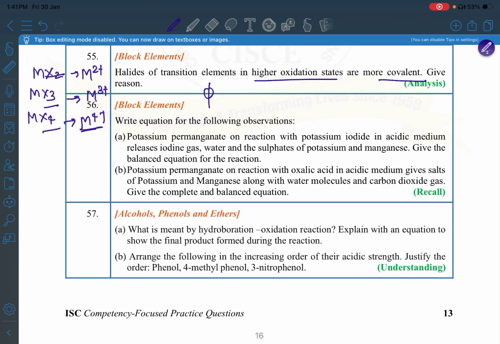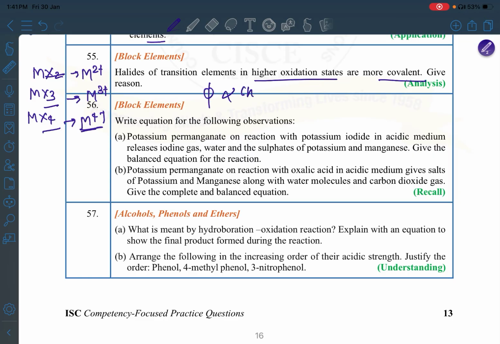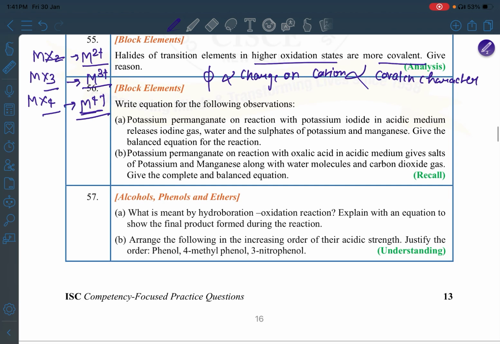Now, according to Fajans' rule, polarizing power is directly proportional to the charge on the cation. If the charge on the cation increases, the polarizing power increases, and if that increases, the covalent character also increases. So, according to Fajans' rule, if the oxidation state of d-block elements increases, their covalent character increases. Then question number 56 is: write the equation of the following observations.